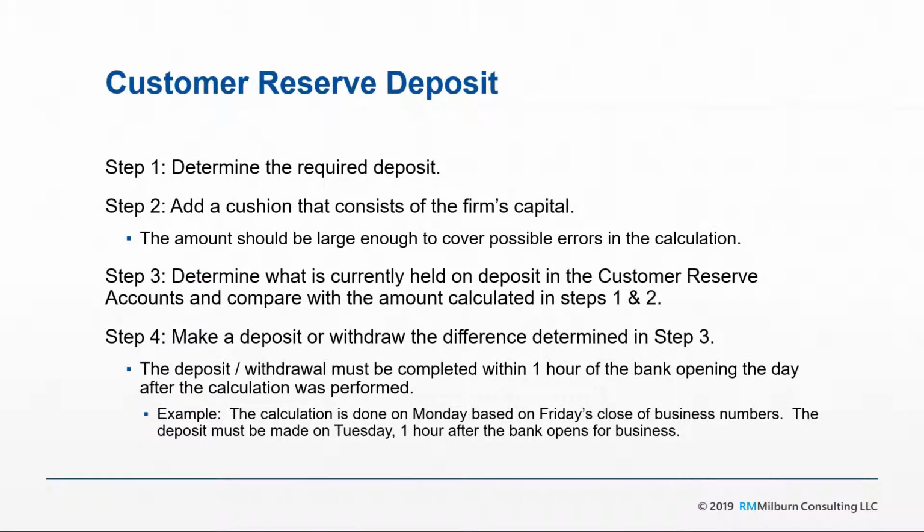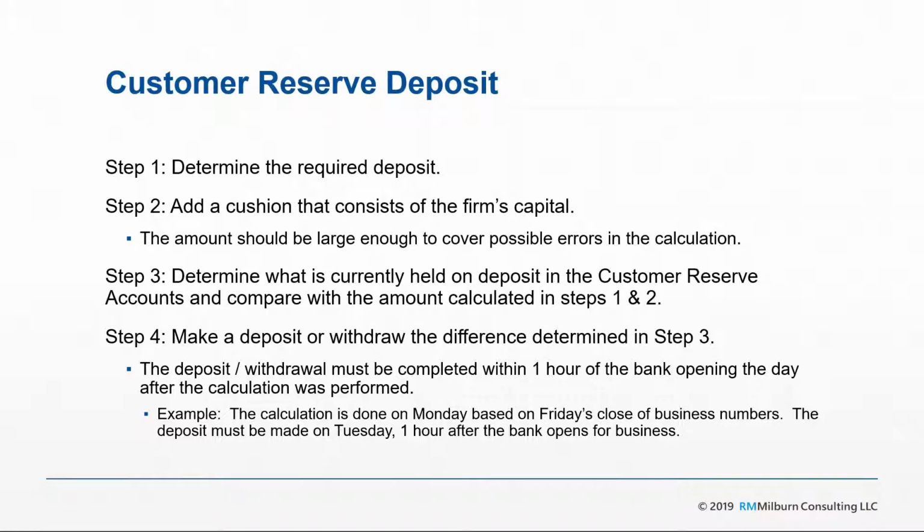So for the customer reserve deposit, step 1 is determine the required deposit. Step 2 is add a cushion that consists of the firm's capital, and that amount should be large enough to cover any possible errors in the calculation. Also, remember that when you're doing the calculation, you've got time constraints. You're probably making use of a lot of estimates, and you're going to have to cover for those also. For step 3, determine what's currently held on deposit in the customer reserve accounts and compare with the amount calculated in steps 1 and 2. Then finally make a deposit or withdraw the difference determined in step 3.